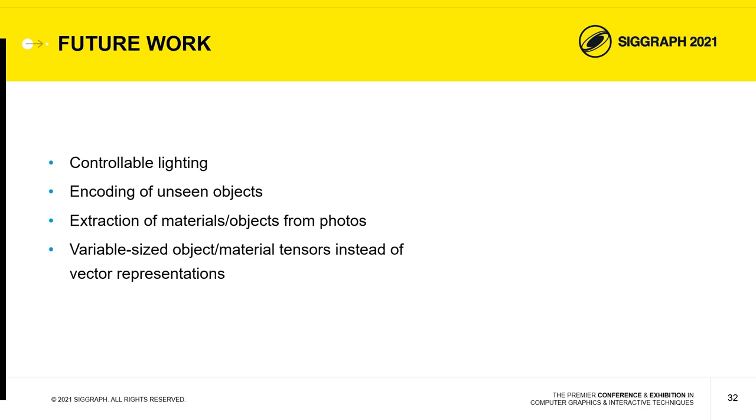Another limitation that we have is we're using a fixed size for each object and material representation, but some of them might require more information than others. So here we could use 2D tensor representations instead. A simple solution to this would be to give more columns to objects or materials that will most likely require more information.